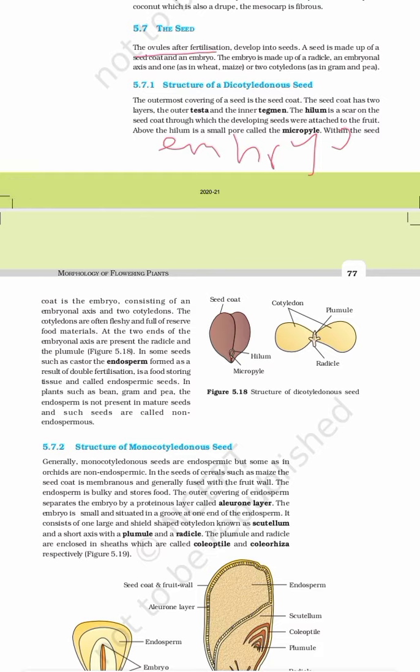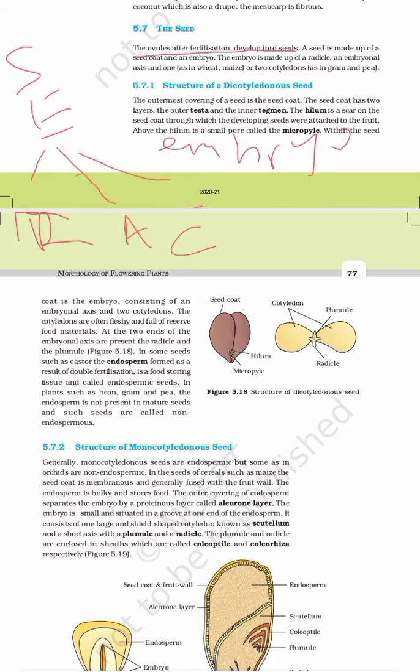In the first sentence it is written, the ovule after fertilization will develop into a seed. A seed has mainly two parts, that is the seed coat and the embryo. These are the two parts of it. The embryo contains the radicle, embryonal axis and cotyledon, right? Embryonal axis and cotyledon.